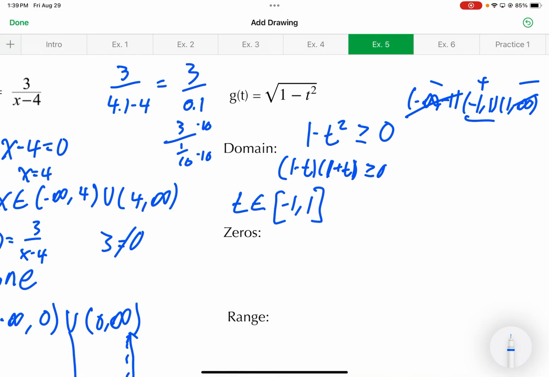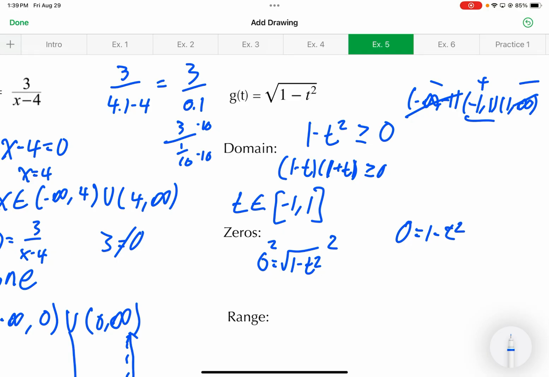All right. What about zeros? I want to find my zeros. What do I need to do to find zeros again? Set it equal to 0. So 0 equals square root of 1 minus t squared. Okay, how do I solve that? What should I do to both sides? Square. So then 0 equals 1 minus t squared.